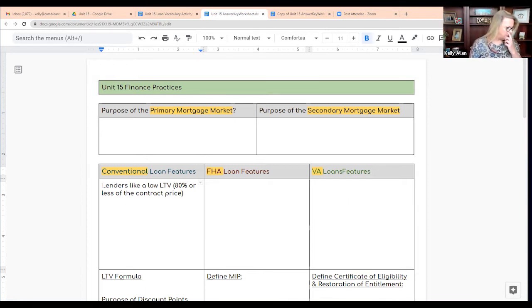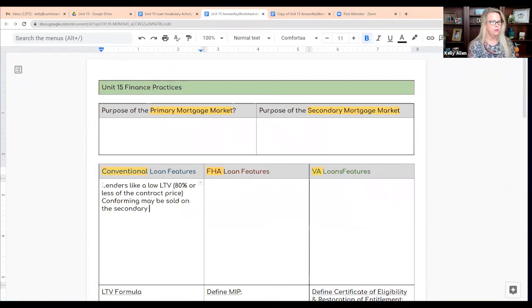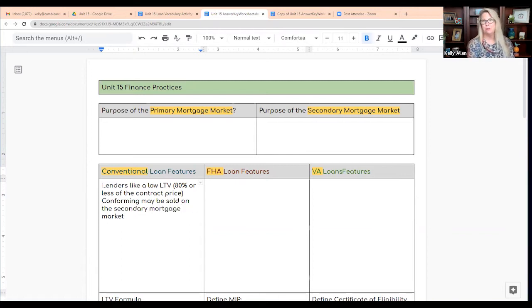Okay, now let's see here. We've got conforming versus non-conforming mortgage loans. Conforming means that we can sell this loan on the secondary mortgage market. So a conforming loan may be sold on the secondary mortgage market. And most lenders want that to happen. Most of them want to be able to sell the note on the secondary mortgage market.